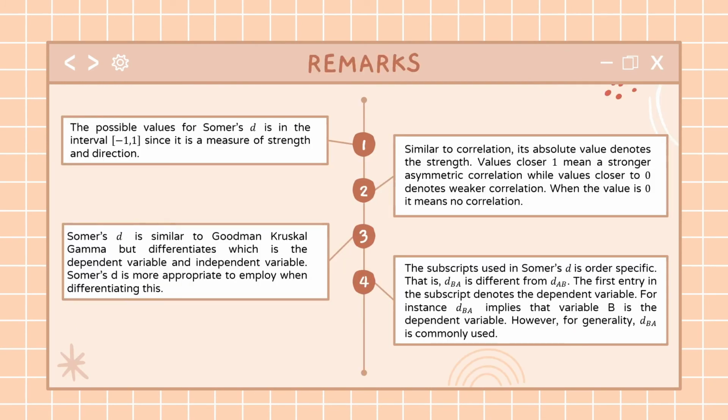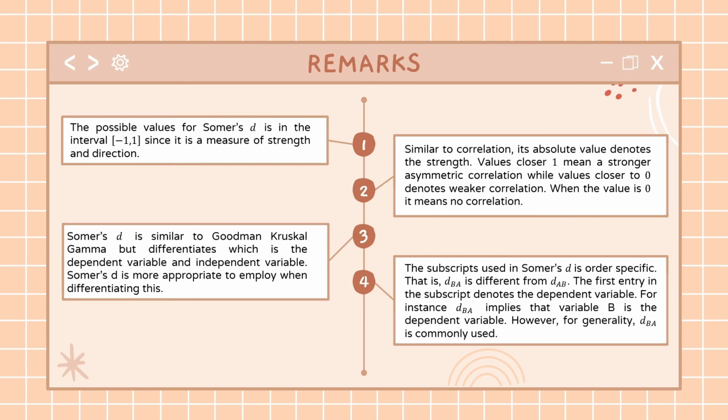So, for the remarks, first, the possible values of Somers' D is in the interval -1 to 1, since it is the measure of strength and direction. Remark number 2, similar to correlation, its absolute value denotes the strength. So, meaning, value closer to 1 in terms of absolute value means a stronger asymmetric correlation, while value closer to 0 denotes weaker correlation. When the value is 0, it means no correlation.